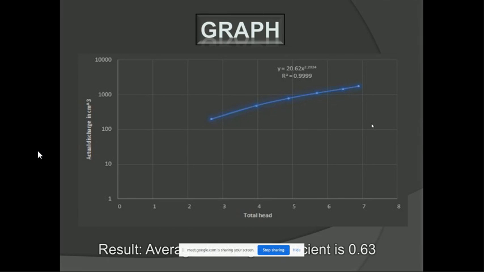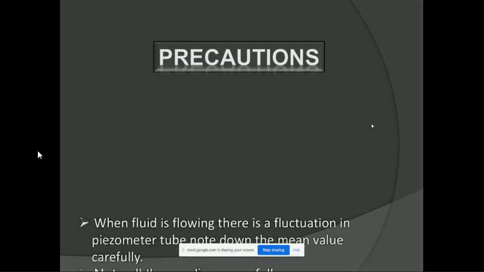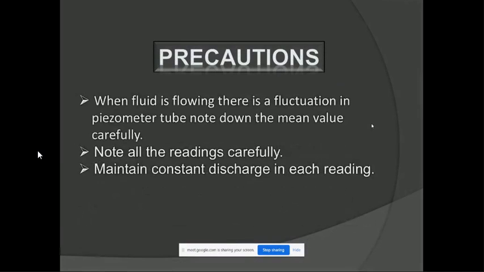Now moving to precautions. Note down the mean value carefully as there is fluctuation in the piezometer tube. Note all the readings carefully and maintain constant discharge in each reading.